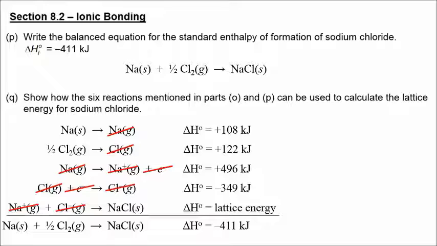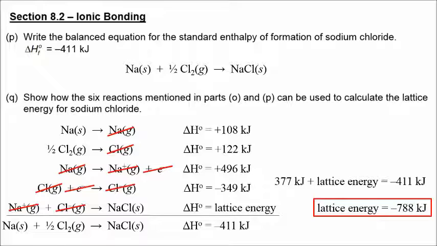Now, if that's negative 411 kilojoules for the overall reaction, that means that the sum of the enthalpies of the first 5 reactions have to equal negative 411. So if we add up all these values, 377 kilojoules plus the lattice energy equals negative 411. Solving for lattice energy, we get negative 788 kilojoules.